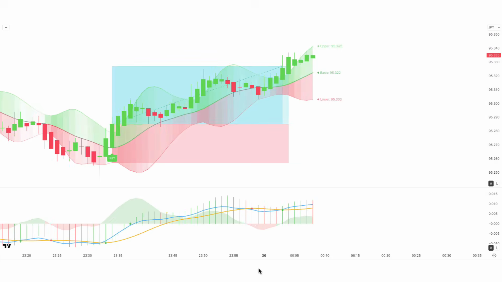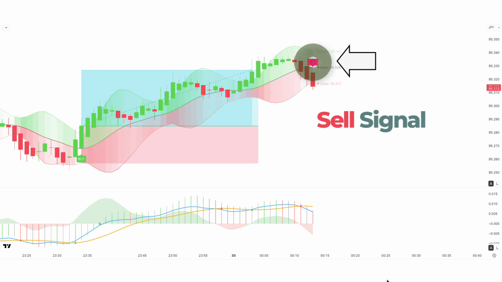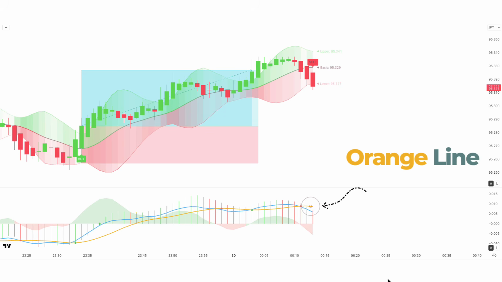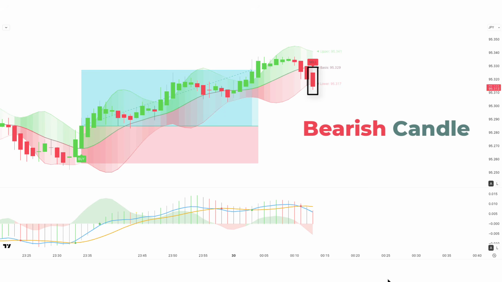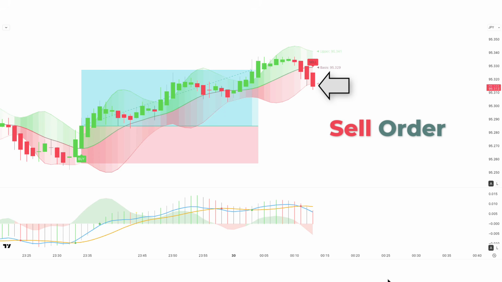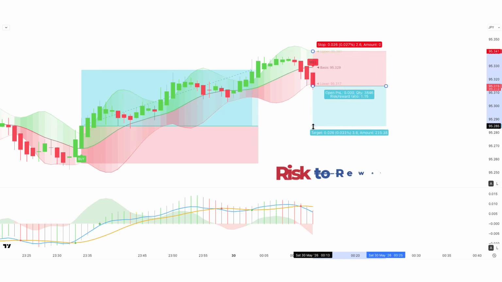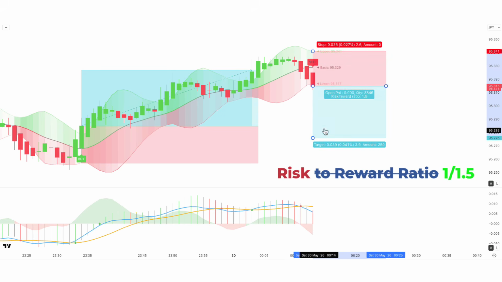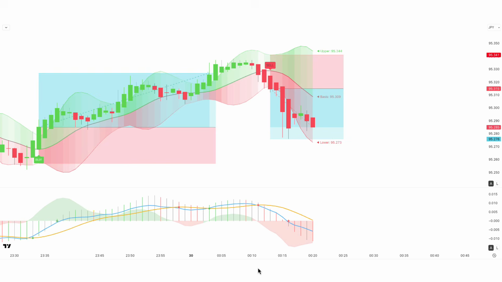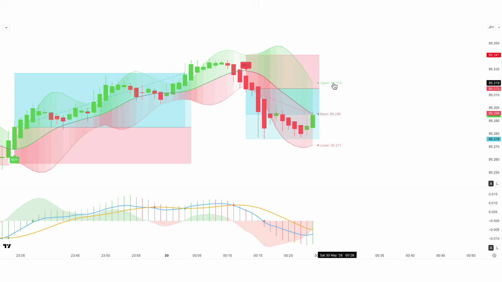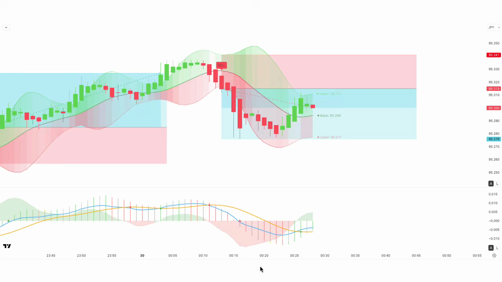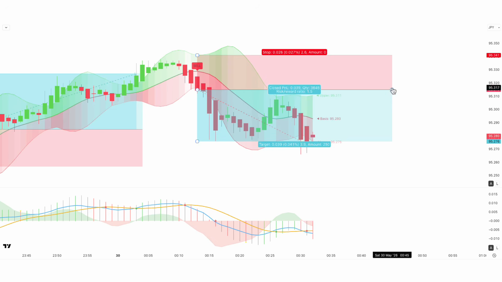Let us now understand the short position. When the Nadaraya-Watson envelope arrow down appears, that is the sell signal. The orange line of the Awesome Oscillator should be above the blue line, and the market should form a bearish candle. If this condition is fulfilled, then we will place a sell order. Our stop loss is to be placed at the green line, and the risk to reward ratio will be 1 to 1.5. The market has completely hit the target.